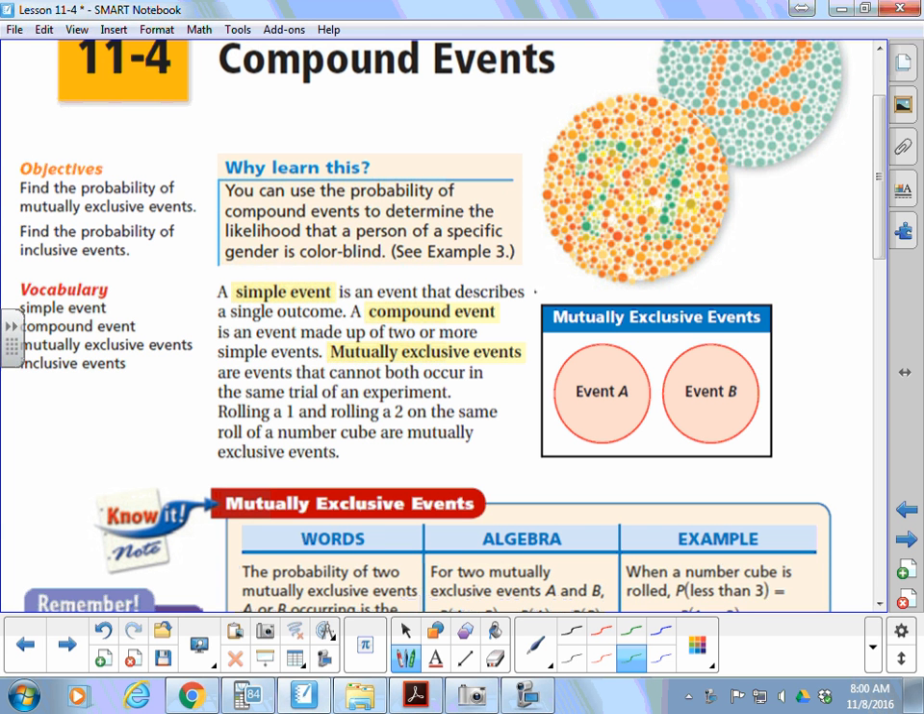So remember, a simple event is an event that describes a single outcome. A compound event is an event made up of two or more simple events. And if we have mutually exclusive events, they cannot both happen at the same time, right? For example, you can't get an A in this class and a B in this class at the same time. You're either going to get one or the other. You can't get both, right?